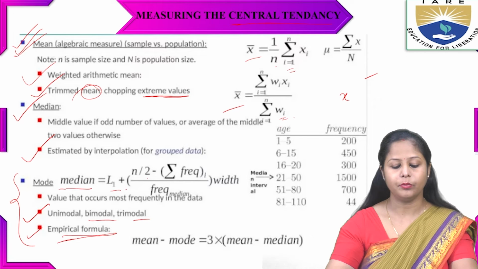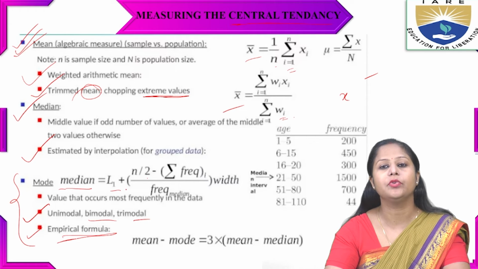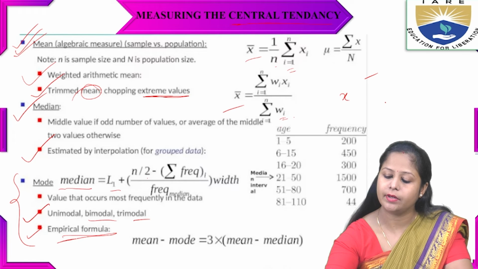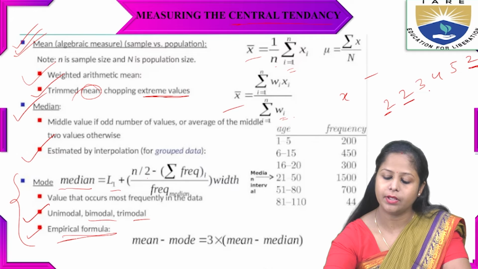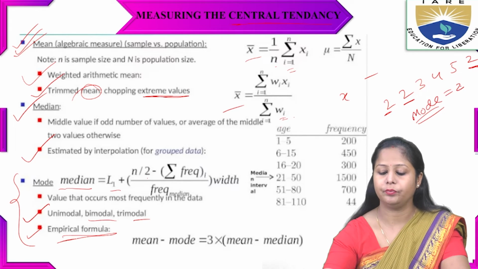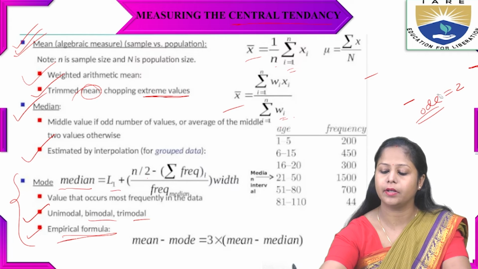That was the median. Mode is nothing but the value that occurs most frequently in the data set. So if we have 2, 2, 3, 4, 5, 2, then 2, 2, 2 is occurring most of the time. So that will be the mode for this data set. Mode is equal to 2. So that is the frequently occurring value.